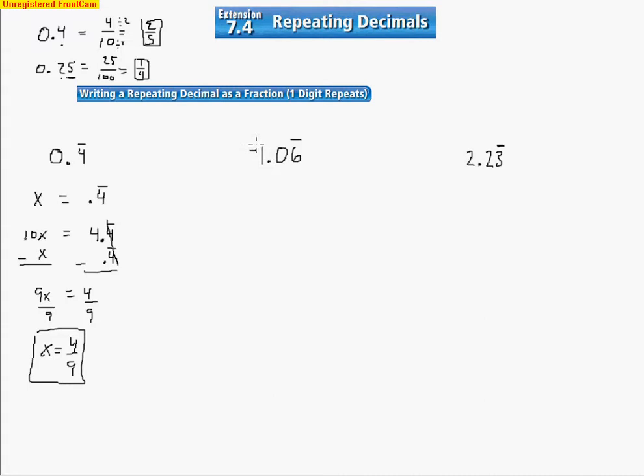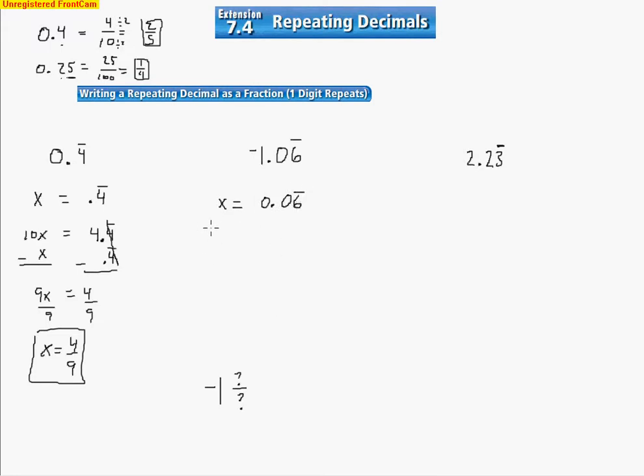So what I'm going to do first of all is leave the -1 off and just worry about the decimal portion. This is going to be -1 and then some sort of mixed number. We're just not sure what these two values are yet, but that's going to be our answer. So I'm going to set x equal to the part that repeats, the 0.06 with the 6 repeating.